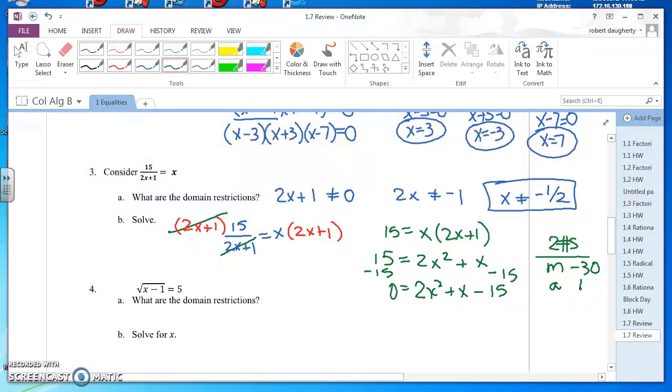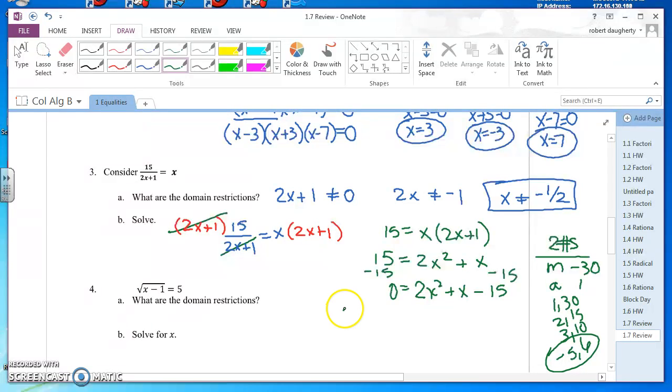So if I think of all the factors of 30, that's either 1 and 30, 2 and 15, 3 and 10, 5 and 6, and then I start to repeat. But I can tell it's going to be 5 and 6. So negative 5 and positive 6. Those numbers multiply to negative 30 and add to positive 1.